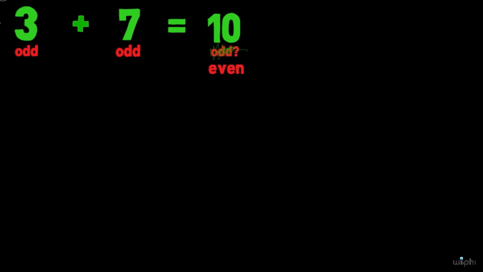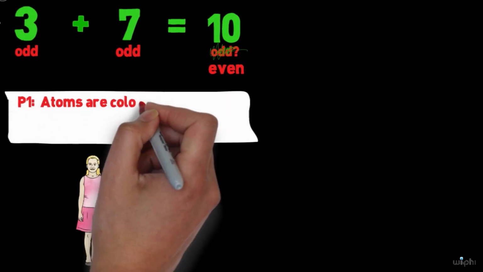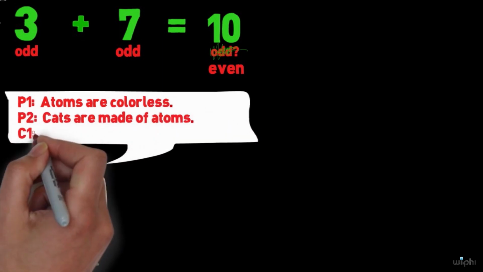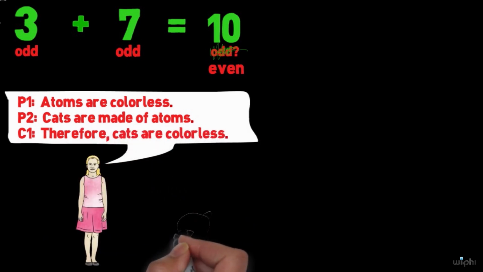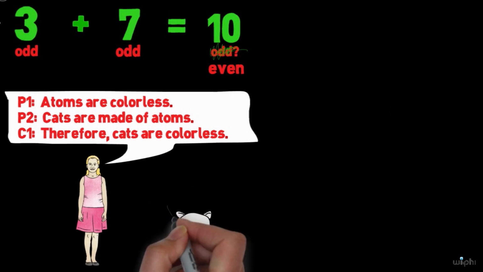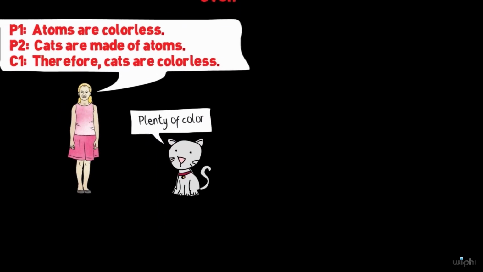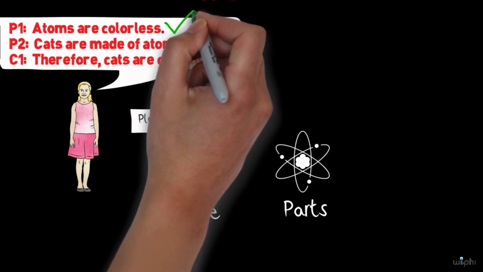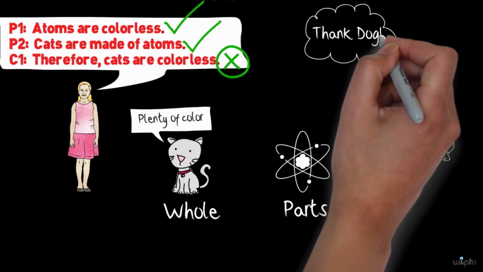Let's try another example. Suppose your friend made this argument. Premise 1, atoms are colorless. Premise 2, cats, we know, are composed of a bunch of atoms. Conclusion, therefore, cats are colorless too. Well, we know that cats are not in fact colorless, but we can also see where this person made her error. Without justification, she assumed that the whole has the same qualities as its parts. So even though the premises of her argument are true, she committed the fallacy of composition. So we don't have to worry about any colorless cats.